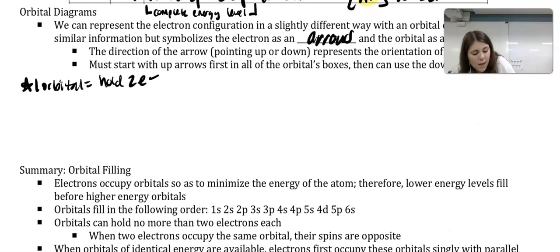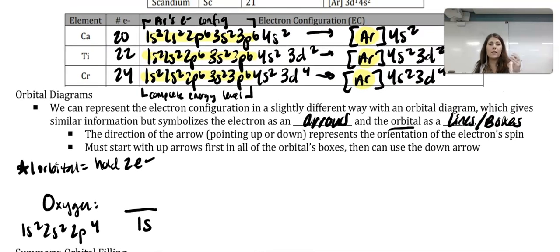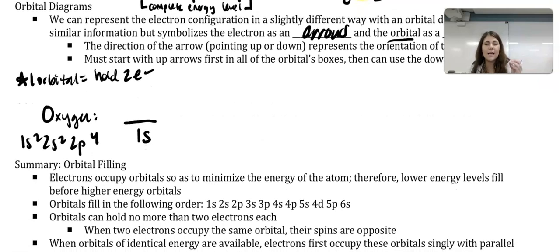So let's say I want to do an orbital diagram for oxygen. Looking at oxygen on the periodic table, I know that it has this electron configuration, okay? So if I wanted to draw an orbital diagram to talk about oxygen's electrons and orbitals here, for every orbital, you will draw a line, because an orbital is designated by a line or a box. So since the s can only have one orbital, I drew one line. Then I have the 2s. So here I have one line.